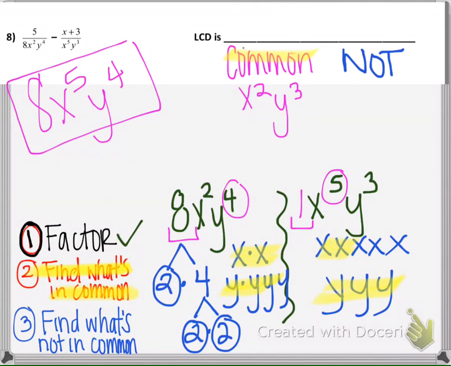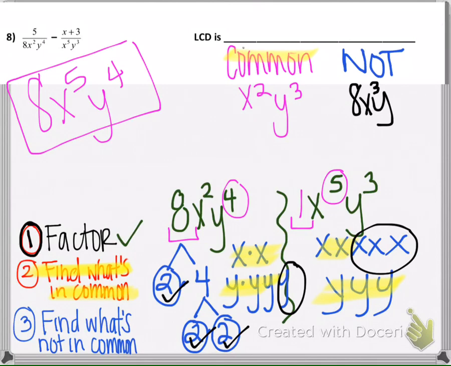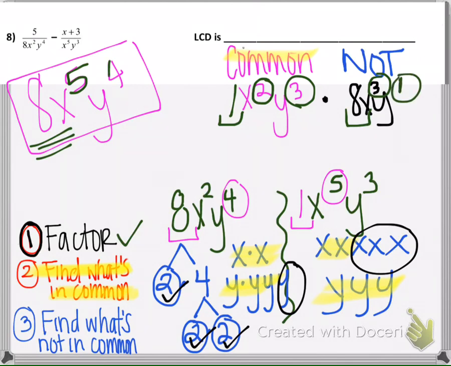Now, as for what's not in common, we have 2 times 2 times 2, so that's 8. And then we have this y here, and we have these 3 x's here. So, putting that together, our least common denominator would be 8 times 1, so 8. And then if we add the exponents, 2 plus 3 is 5, and 3 plus this one is 4. So that is our common denominator, least common denominator.